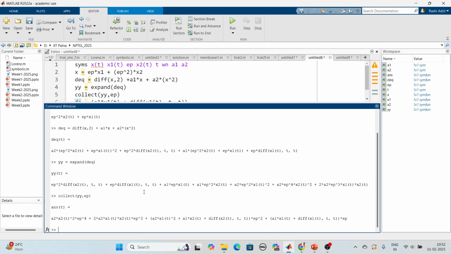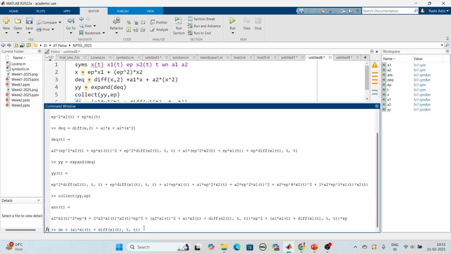So for example, I'll consider the first equation, which is the equation that is multiplied with EP. I'll define that with dE equals to, I'll just copy this term from here and place it. This is nothing but a1 x1 plus diff of x1, which is a function of t, twice with respect to t, which is x1 double dot plus a1 x1. That is what we got when we did analytically.